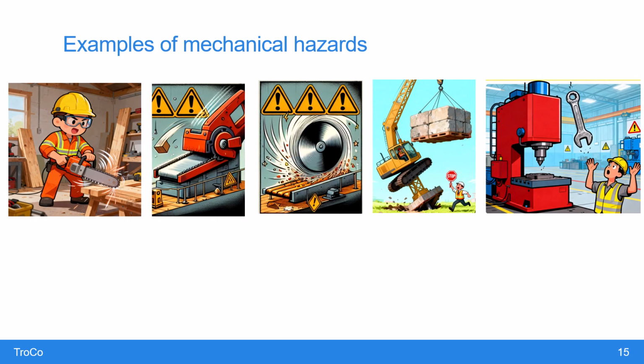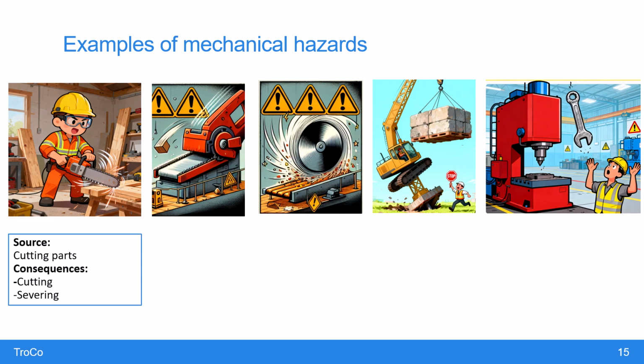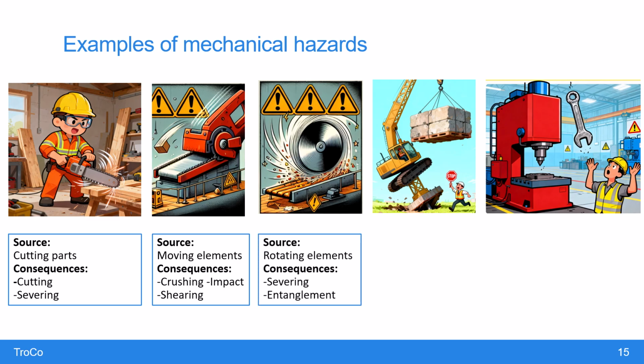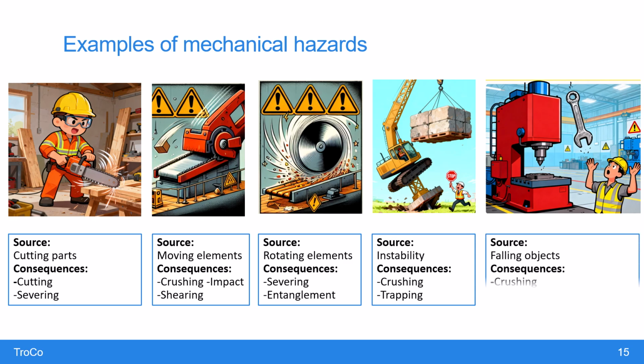Let's begin with examples of mechanical hazards. First example, cutting or severing, resulting from cutting parts. Second example, crushing or impact, resulting from moving elements. Third example, severing or entanglement, resulting from rotating or moving elements. Fourth example, crushing or trapping, resulting from gravity or instability. Fifth example, crushing or impact, resulting from falling objects.